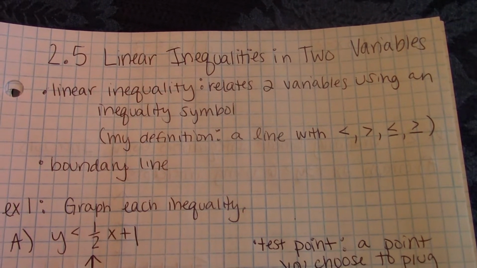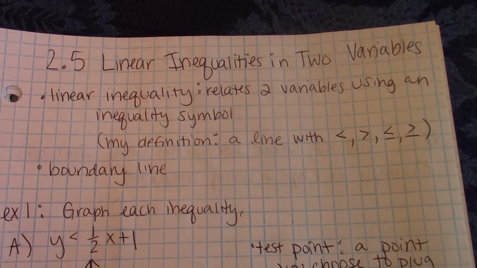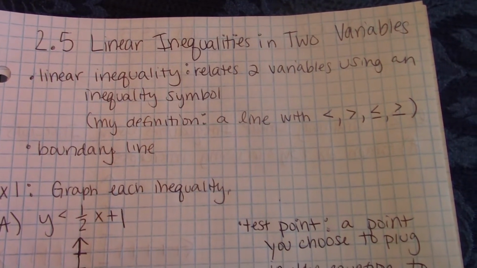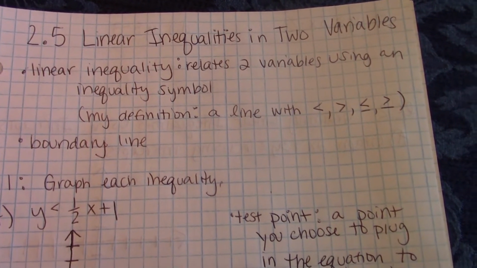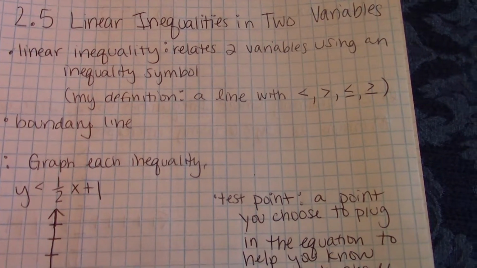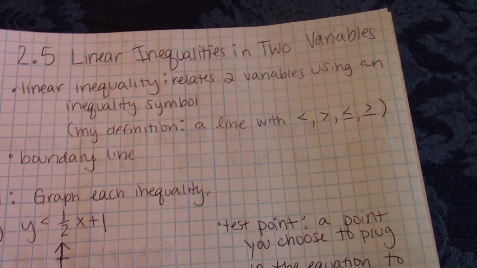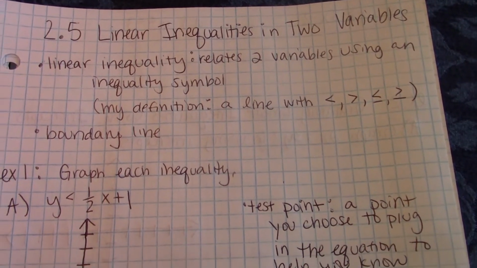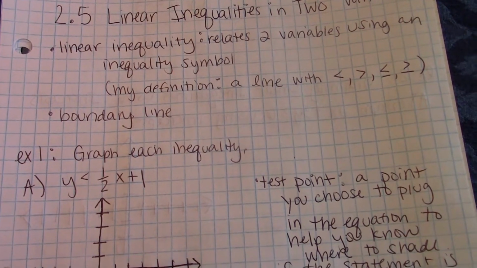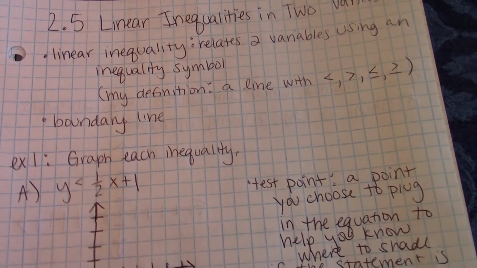Today we are going to be talking about 2.5 linear inequalities in two variables. A linear inequality relates two variables using an inequality symbol. My definition is that it is a line with one of the inequality symbols: less than, greater than, less than or equal to, or greater than or equal to. To do this, you need to graph a boundary line. A boundary line is the line that you're going to graph with the inequalities.